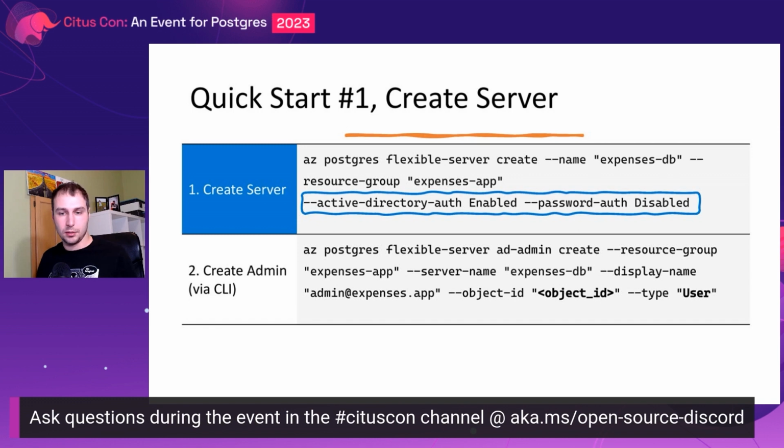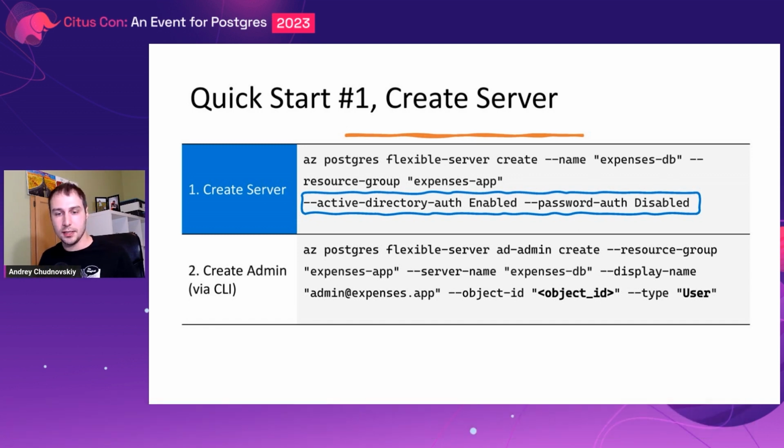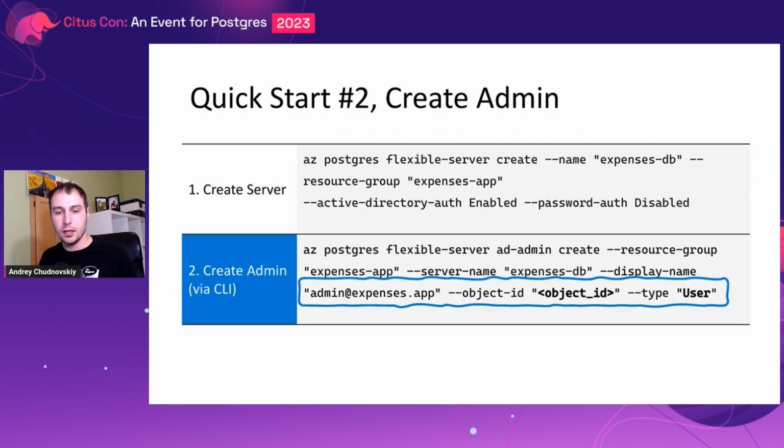So we start with provisioning Postgres Flexible Server using AZ-CLI. I highlighted that we need to enable Azure Active Directory. We can also optionally disable password authentication, so we don't have to put a login and password for administrator. Once the server is provisioned, we can create our first Azure AD user, which will be Azure AD administrator, so they would be able to do some work on the server.